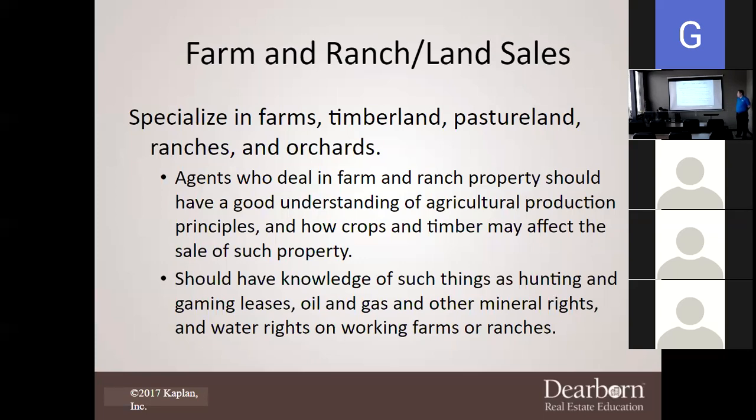You also need to be aware of the soil in these areas, because sometimes a client might want to grow crops. Mr. Eugene, if Aiden wants to grow crops on this land he's buying and it's clay, is that a wise idea? Nope. Why? They don't grow well. It's not going to do what he wants to do. So you should have knowledge of such things as hunting and game leases, oil and gas and other mineral rights, and water rights on working farms or ranches.